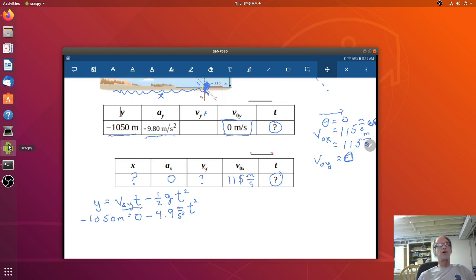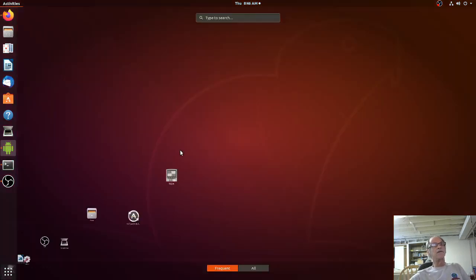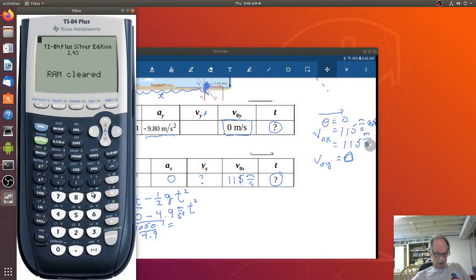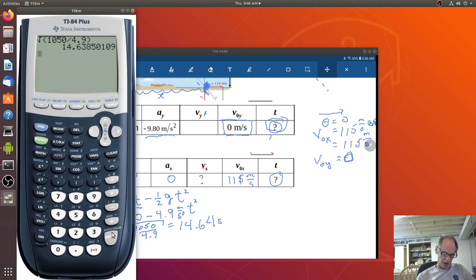So this equation only has an unknown of time. And that's what we're being asked for. So cool. I'm going to divide both sides by 4.9 and take the square root. The negative signs would go away, of course. I'm going to find out what this is for grins. So I'm going to grab my calculator here. Turn it on. And just take the square root of 1050, if I remember that number right, divided by 4.9. And I get 14.64 seconds. So now I know the time in both of these. For both of these, it's 14.64 seconds.